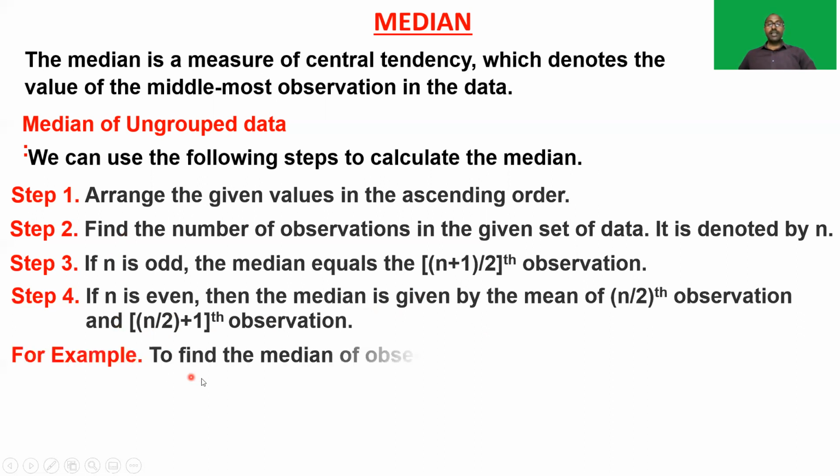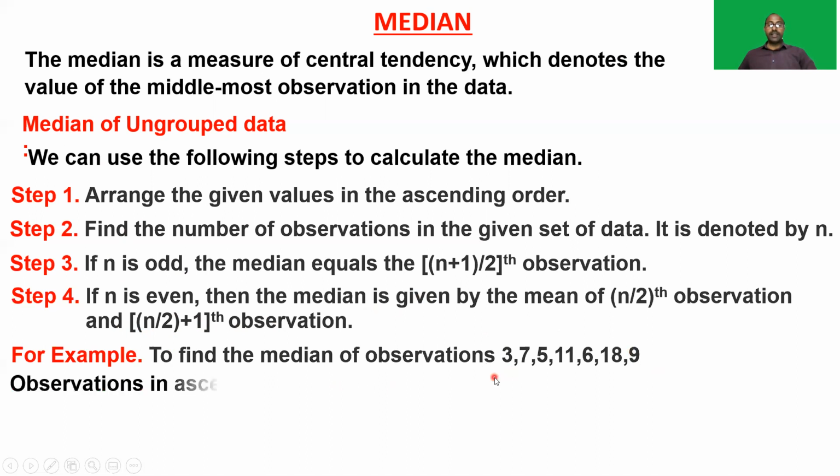For example, to find the median of observations 3, 7, 5, 11, 6, 18, and 9. So first we have to follow the first step. That is, we have to arrange these values in ascending order. So the observations in ascending order are 3, 5, 6, 7, 9, 11, and 18. And there are 7 observations. That is, here n is odd number.